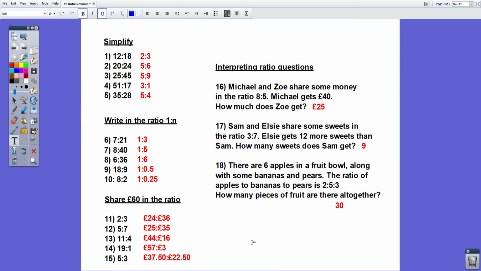If you've got a score of 10 or more, then you've done well. 15 or more, you've done brilliant. Less than 10, well, maybe you need to go back and redo this lesson again.